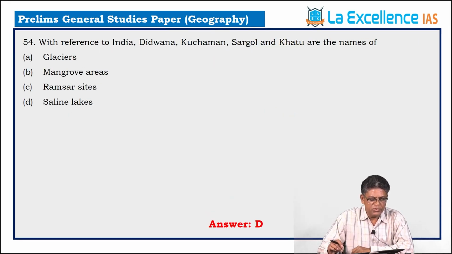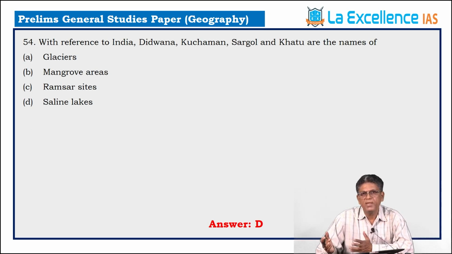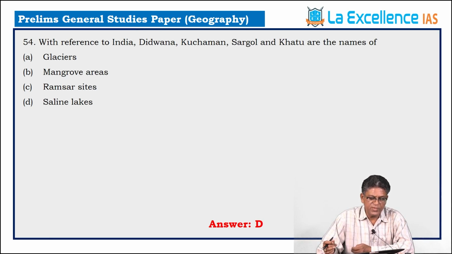We are moving to the next question in geography, which is about a few lakes which have been named. So, I have already mentioned the answer. This is about lakes. With reference to India, Didwana, Kuchaman, Sargol and Katu are the names of which features from the given ones? Glaciers, mangrove areas, Ramsar site wetlands or saline lakes. Lake Sambar, Lake Didwana, Lake Katu, Lake Kuchaman.